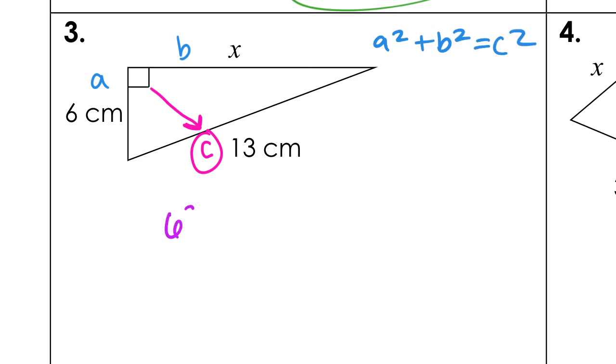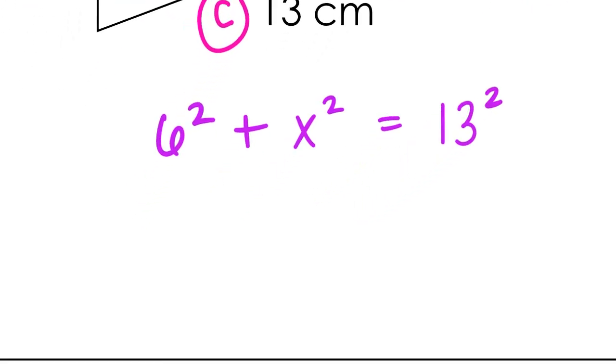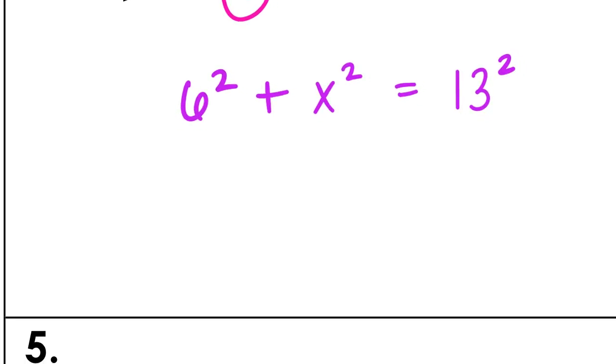A is 6, so 6 squared plus, now we don't actually have B this time. I'm gonna call that my x squared. And then we do have C, so that means our 13 squared goes at the end. This is set up a little differently, right? We don't have this number over here. This time we have C. So we're still gonna do it the same way. 6 squared is 36.